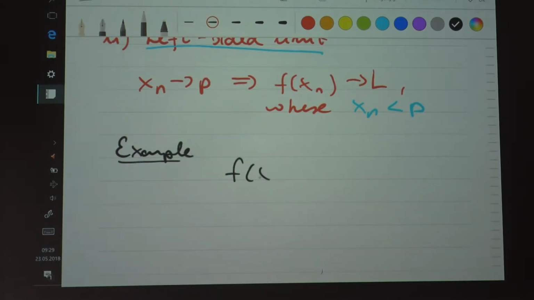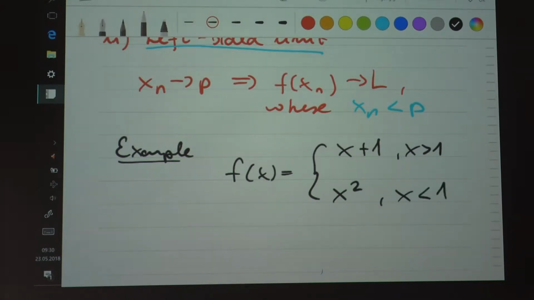So let's say you have f of x, and this is equal to x plus 1 if x is greater than 1, and it's going to be equal to x squared if x is less than 1. And the function is not defined at point 1.